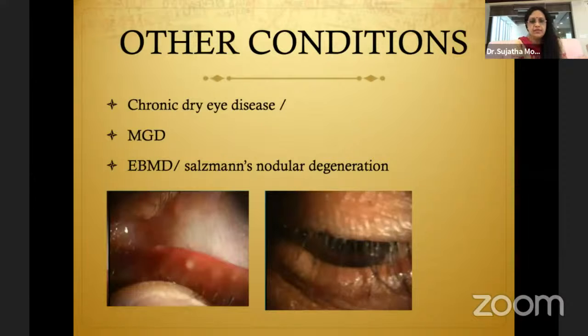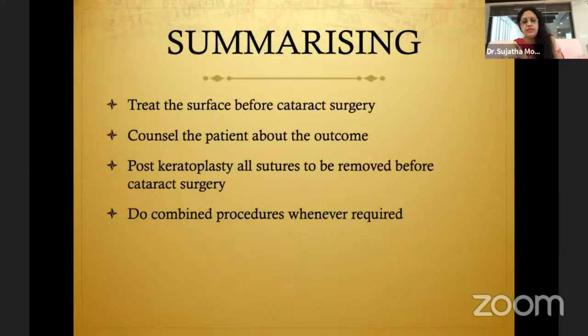So I think my time is up. To summarize, treat the ocular surface before cataract surgery and counsel the patient about the outcome. Post-keratoplasty, removing all sutures before cataract surgery probably gives the best results, but sometimes we may not be able to do it because the cataract matures much earlier than the sutures come out. So we may still have to go ahead and remove the cataract and do combined procedures whenever required. Thank you.